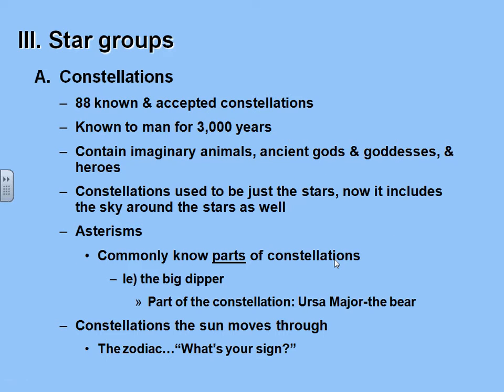So, the first thing that we're going to talk about is constellations. Constellations are basically groups of stars, and we only have about 88 that we currently identify as an accepted constellation. But constellations have been around since the dawn of time, since man has been here.